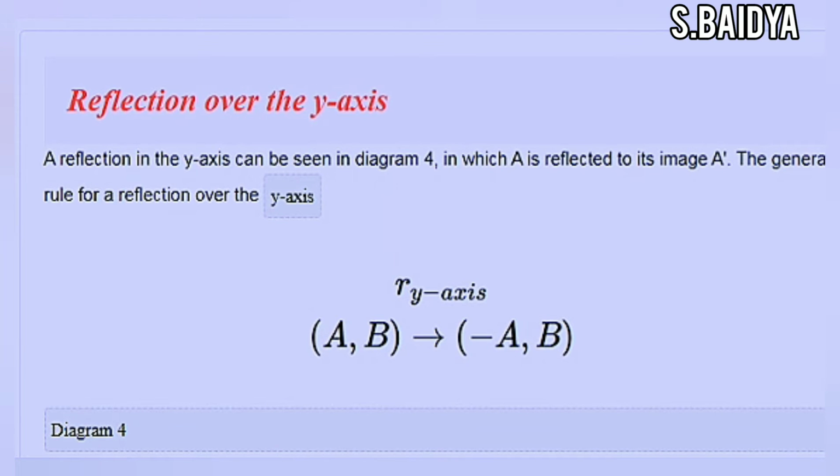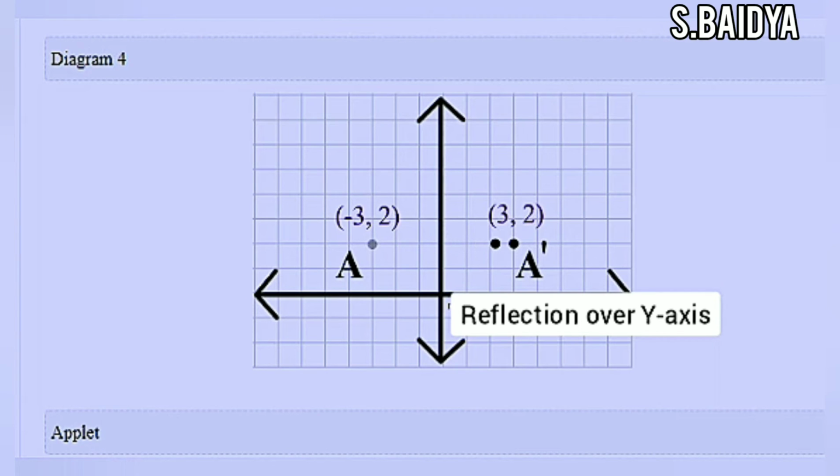Next, we are moving to the reflection over y-axis. A reflection in the y-axis can be seen in the diagram, in which A is reflected to its image A dash. The general rule for reflection over y-axis is, the coordinates of the point (a, b) move to its image (minus a, b). Here is the video for showing this. Here we can see the coordinate of A is (minus 3, 2). Then it is reflecting over y-axis and it is moving to the point (3, 2).